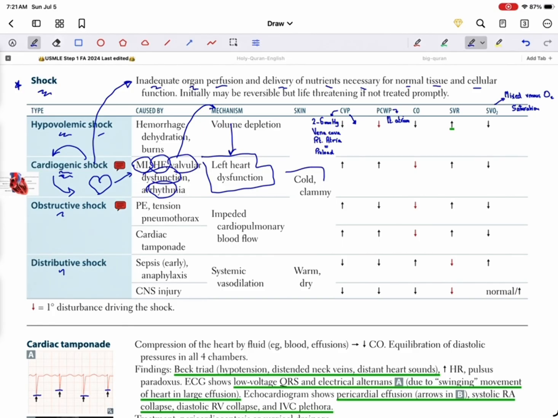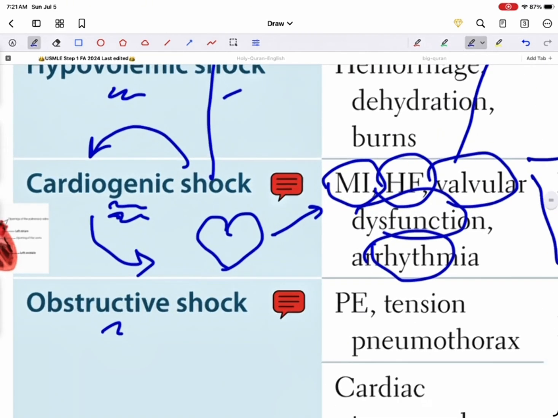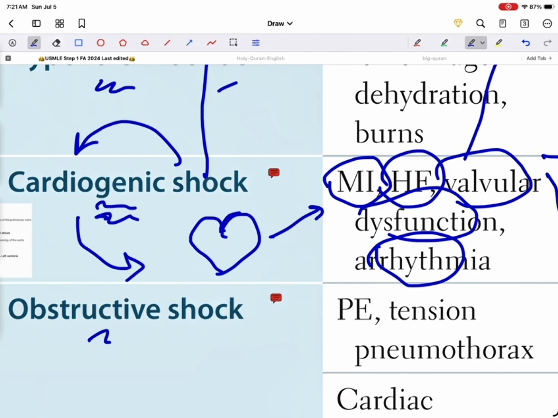The skin would be cold and clammy. Central venous pressure, let's see. So the heart has a cardiogenic shock. It's not pumping enough blood. It is in a state of shock. So the blood will congest in the heart. Blood isn't going out. It will stay in the heart, filling it everywhere. So the right heart would be congested. The left heart as well.